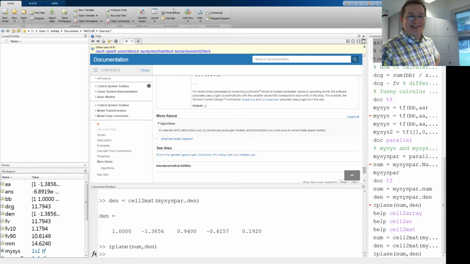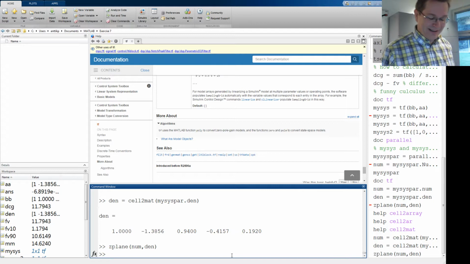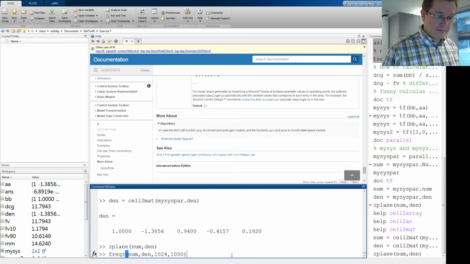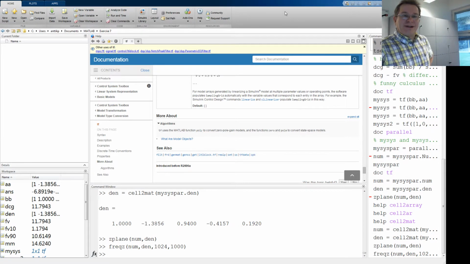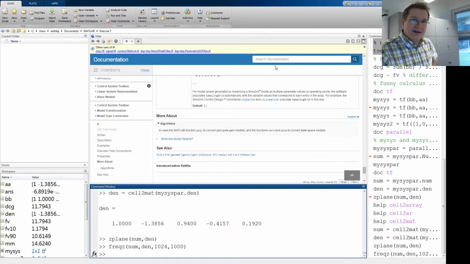All right, now I can do those. All right, that's the zero-pole plot. And the zero-pole plot shows this is a stable system. Then we can do, for example, the frequency response. There we go. So that's the frequency response of the parallel system, and you can also do the step response and whatever. So basically that's how you fiddle between different representations of the system.